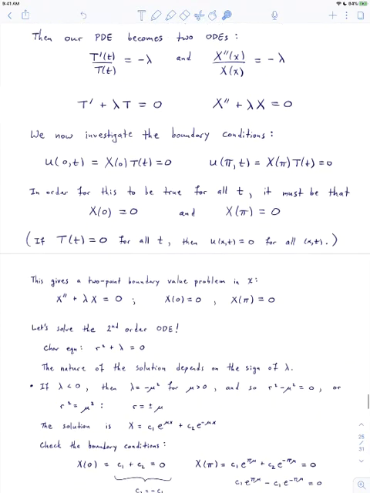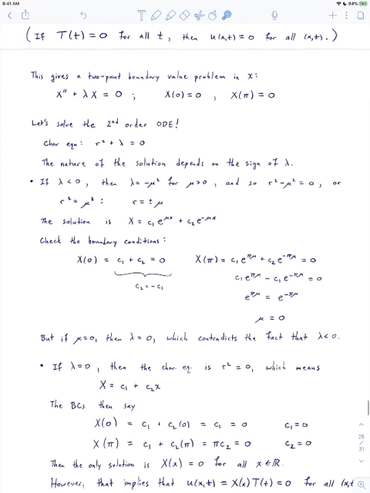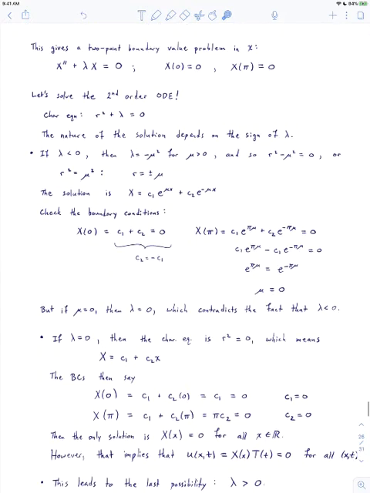So let's just write it out here. So we have a two-point boundary value problem. Up at the top I just made that comment: if T at t is equal to 0 for all t, then u has to be equal to 0 for all x, t, which is not something that we want. Unless, of course, our initial condition tells us that f is always equal to 0. But we're going to assume not, just to make the problem a little bit less trivial.